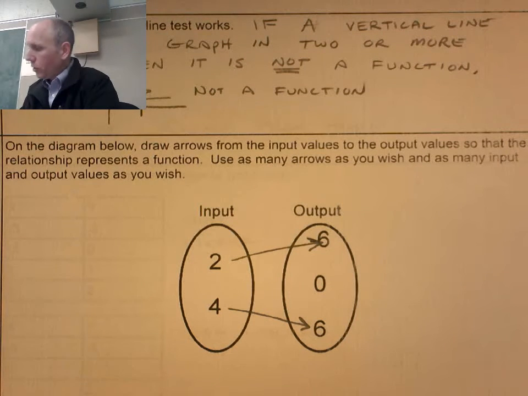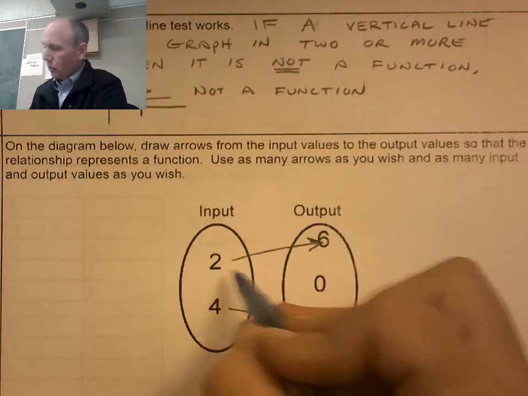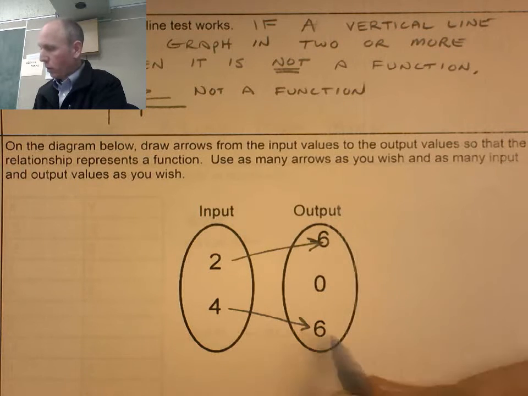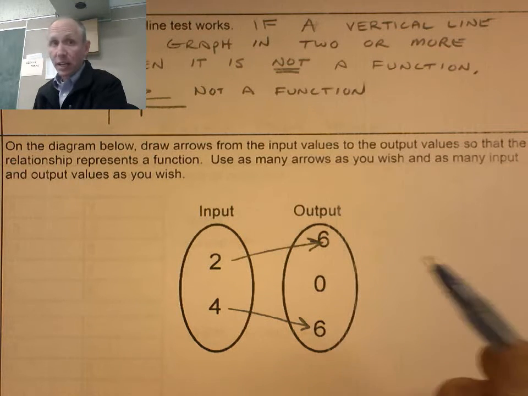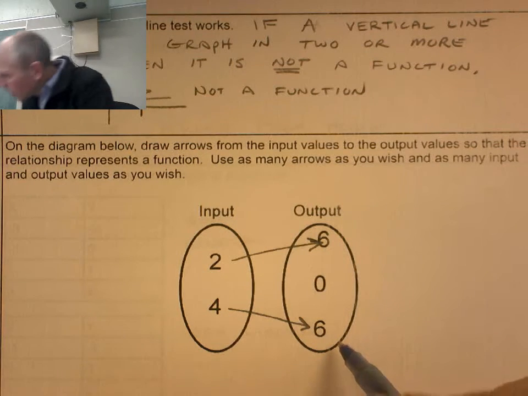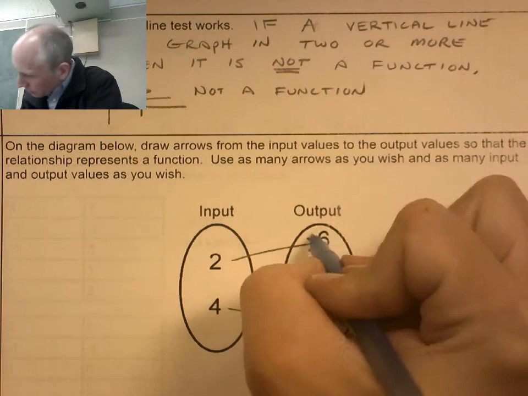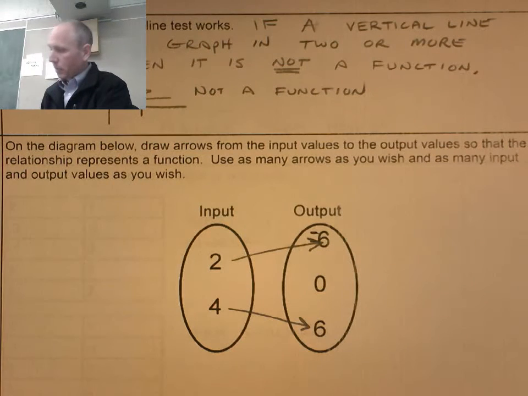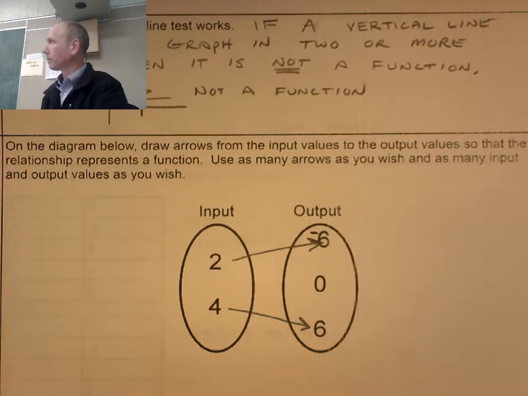On the diagram below, draw arrows from the input values to the output values so that the relationship represents a function. Use as many arrows as you wish and as many input and output values as you wish. So I want this to be a function. So I had 2 going to 6 and 4 going to 6. That's okay. 2 is not taking 2 numbers, and 4 is not taking 2 numbers. Explain your reasoning. Each x is paired with only one y. Then it's a function.